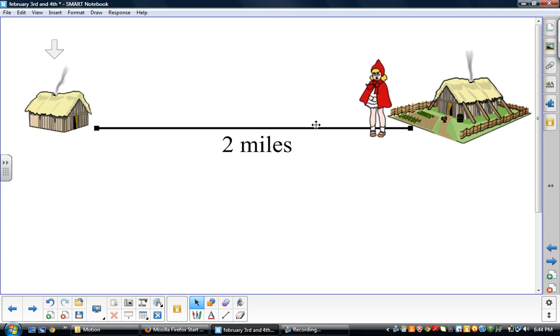Alright, she has gone 2 miles, and she is 2 miles away from where she started. So we would say the distance she's traveled is 2 miles, and her displacement is also 2 miles.